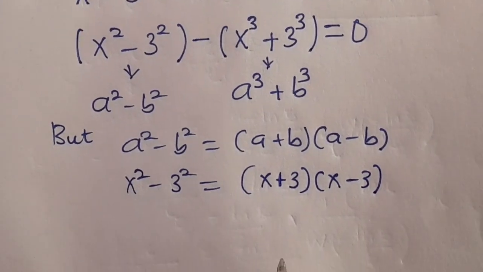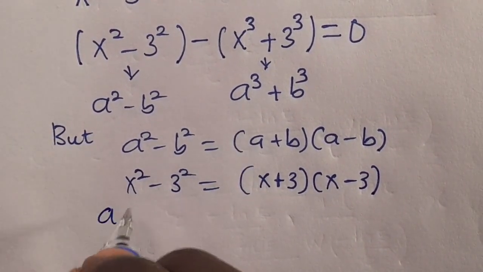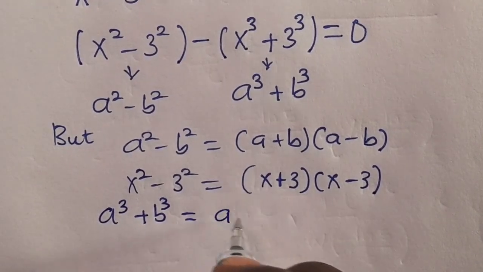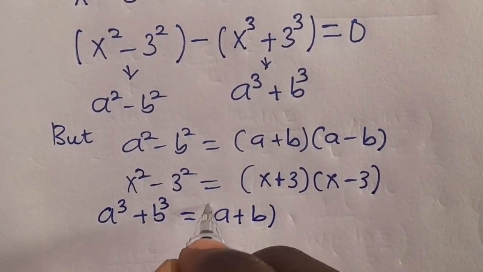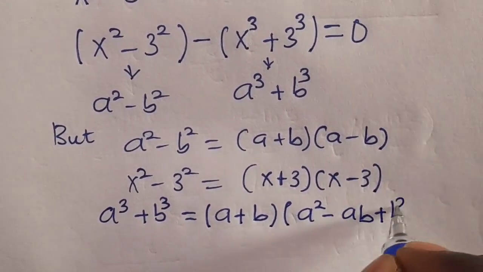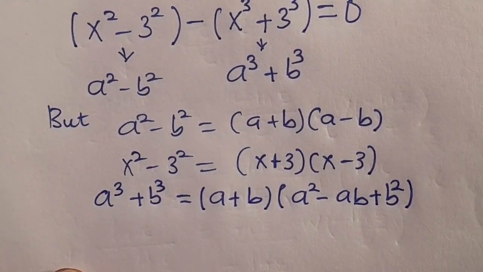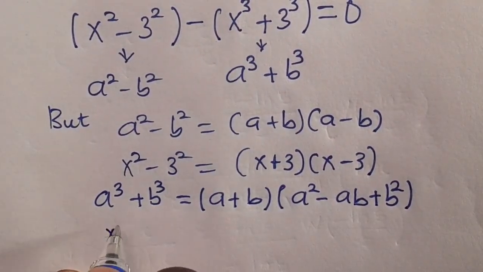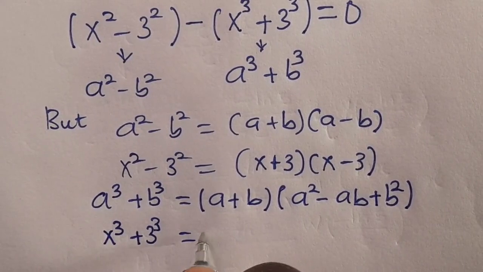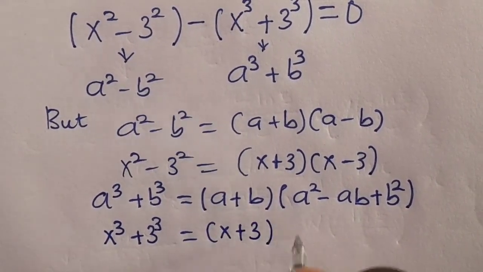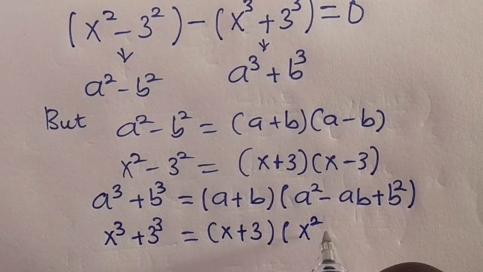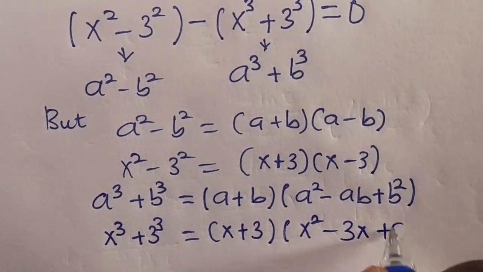Likewise, when you have a to the power of 3 plus b to the power of 3, it equals a plus b multiplied by a square minus ab plus b square. So from here, when you now have x to the power of 3 plus 3 to the power of 3, this will give us x plus 3 multiplied by x square minus 3x plus 9.